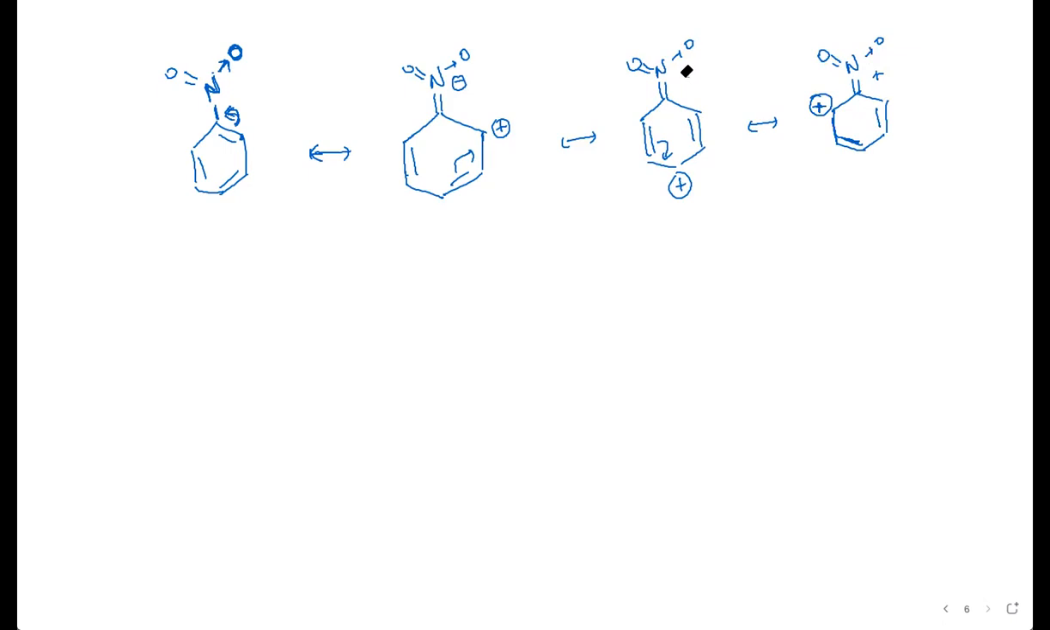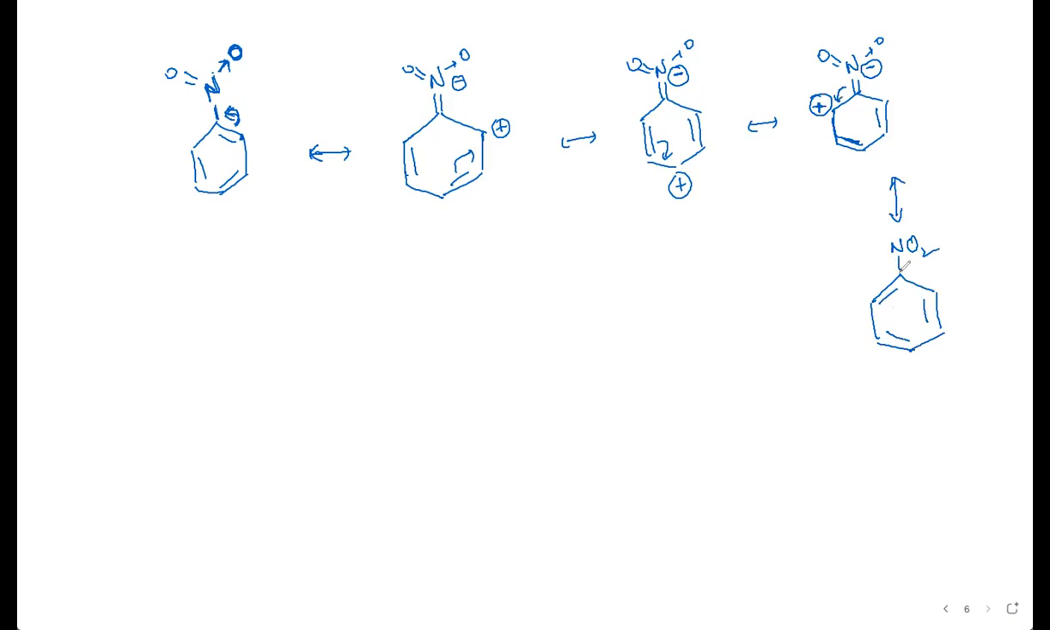I'm sorry, this is supposed to be negative. That was negative. Sorry. And then finally, basically this pulls the electrons towards itself. This is the resultant structure.